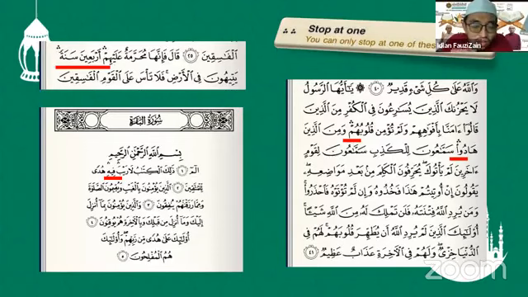Okay, so if we try to stop like dzalikal kitabu la raib fihi hudan lil muttaqin, is it that this book has no doubt, and the next one says fihi hudan lil muttaqin, in this book there is guidance for those who are pious. So we can say that if we stop at any of these, the meaning is roughly similar, and we still can choose to just continue without stopping. But we shouldn't stop at the first sign and then start at the second sign. That is the wrong way to read it.